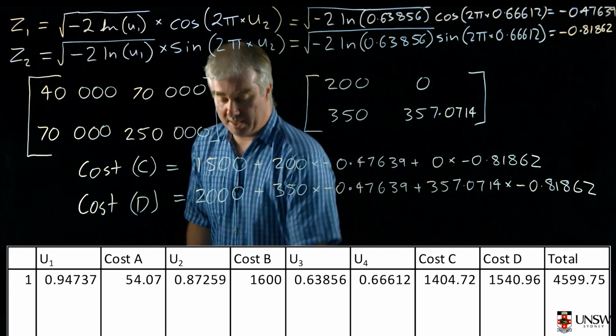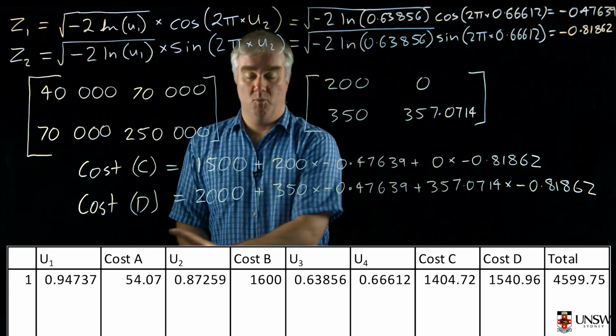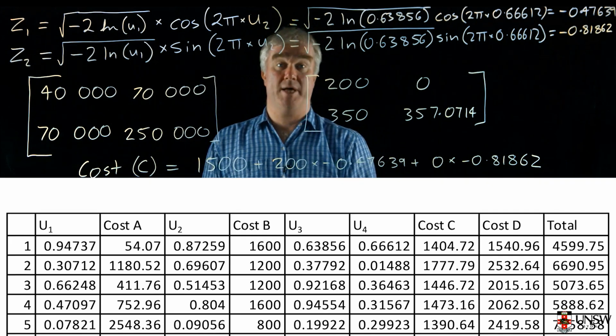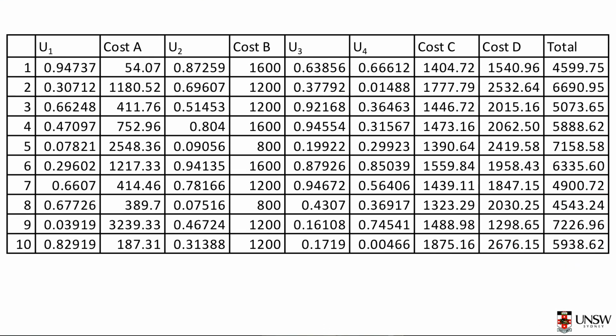Once again, we can take a spreadsheet. We've worked out the first row. Now we can add the other 9 rows, and we can see that in general, D is more likely to be high when C is high and vice versa.